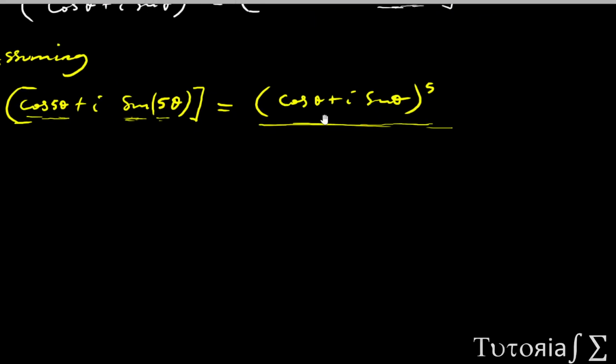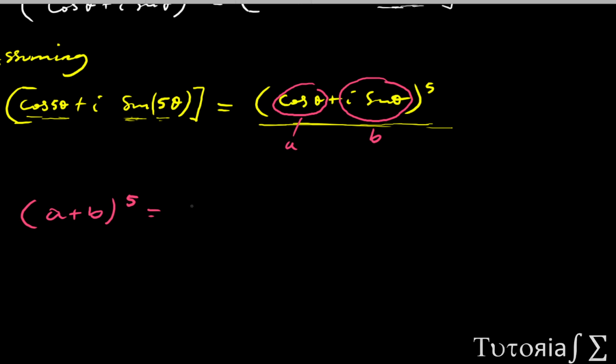So how do you expand this part? We're going to let this part be A and this other part be B. So basically we have A plus B raised to the power 5. Now, how do we expand this? We can use the binomial theorem, or we can use Pascal's triangle.